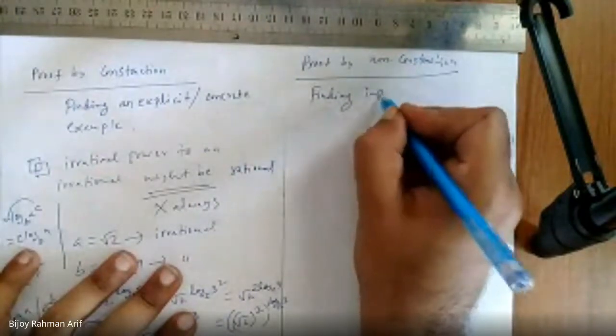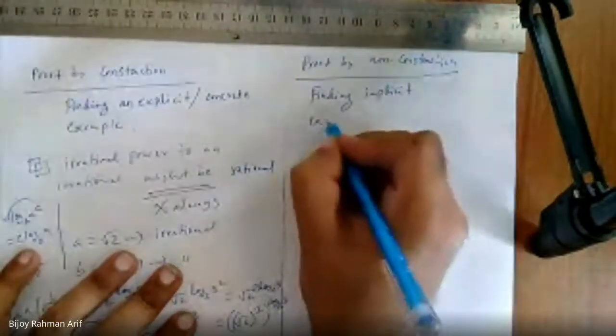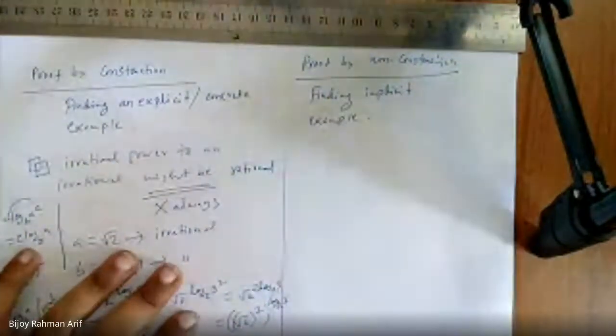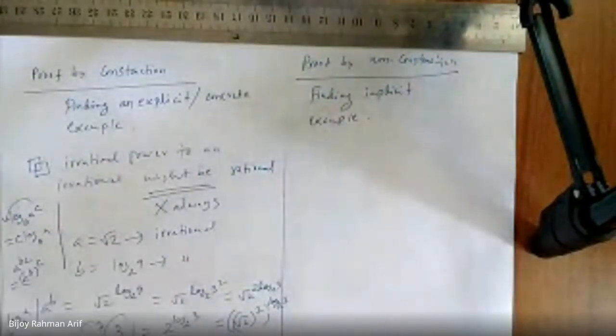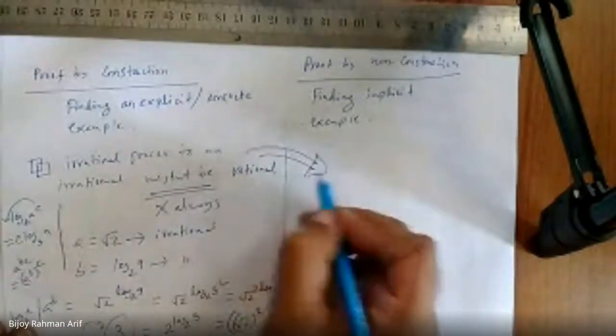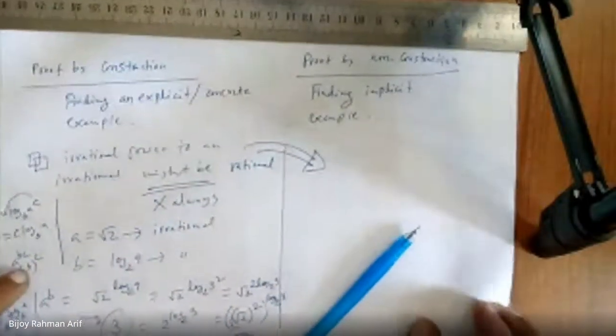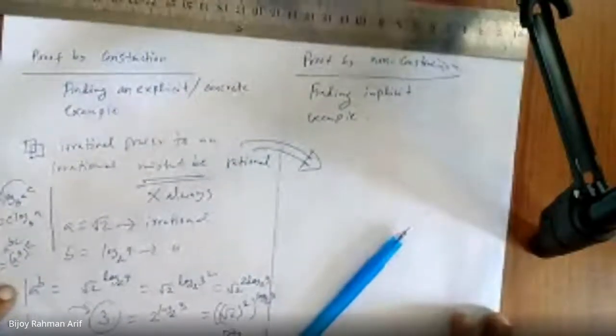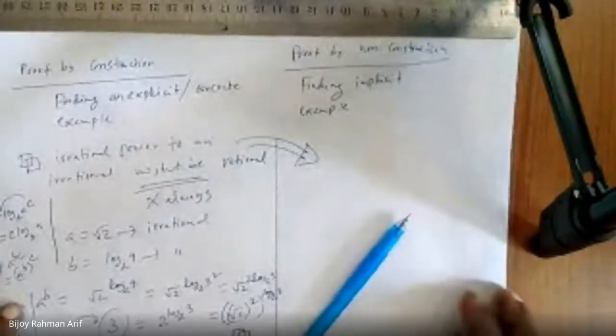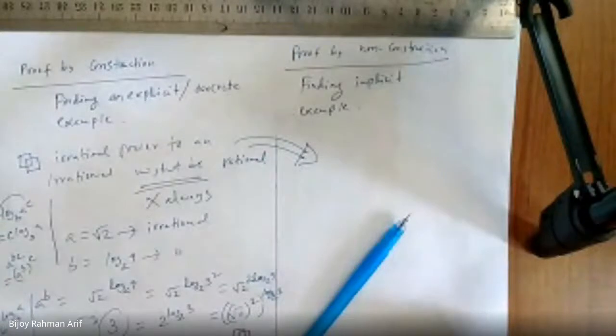Finding an implicit example, not a direct example, an implicit example. So let's try to prove this again using non-construction. In this case, we don't know whether it is a correct example or not, but we are going to use logic in such a way so that it becomes an example.